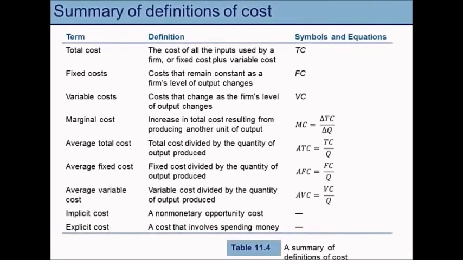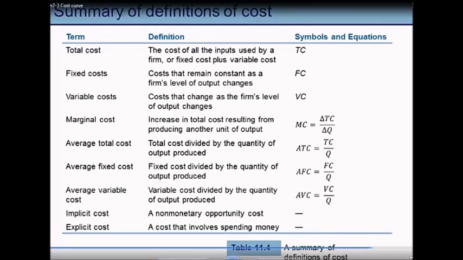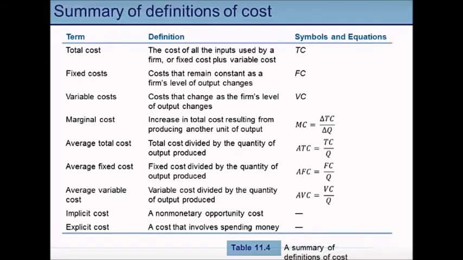Here in Table 11.4 is a very useful summary of all of the costs we defined and measured in this chapter. It will be very helpful to refer back to this table since we will use these terms in later chapters, especially marginal cost, average total cost, and average variable cost.